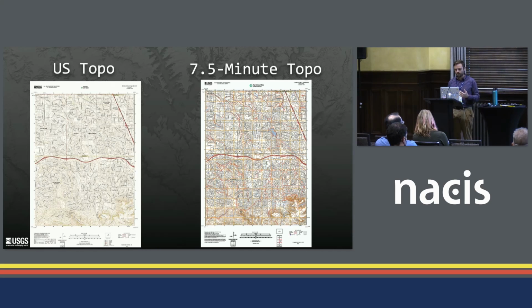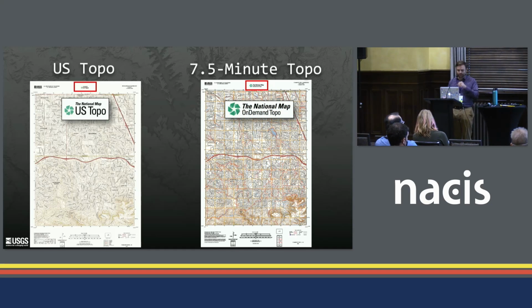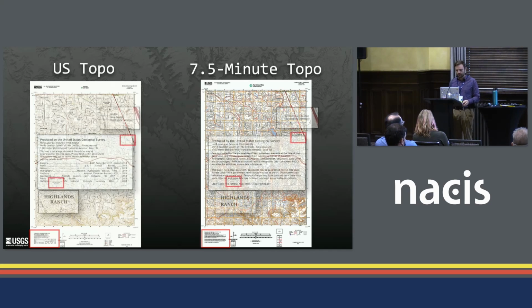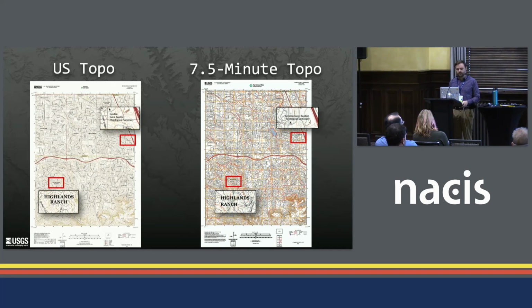US topos go through some manual labeling and some more manual edits that go into the design process, so we have to do auto labeling and the contour generation on the fly, like I said. So some things to note, we have a new logo. The on-demand topo has its own logo and branding. We have the metadata, or the info for where the data is coming from, slightly different than the standard US topo. We have labeling differences.